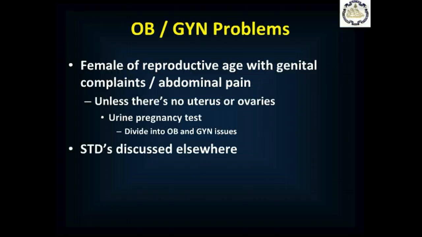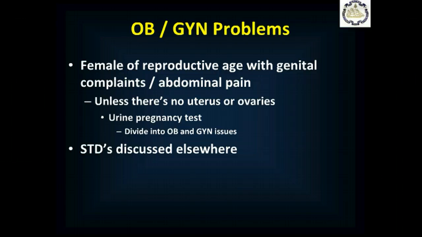One of the basic principles of determining whether there are early pregnancy emergencies is to determine whether or not there's a pregnancy. So any female of reproductive age who's got a genital complaint or abdominal pain complaint, unless they have no uterus or no ovaries, they get a urine pregnancy test. Even if they've had a tubal ligation, had their tubes tied, they can still get an ectopic pregnancy. And in fact, if they're pregnant, it's much more likely to be an ectopic pregnancy.